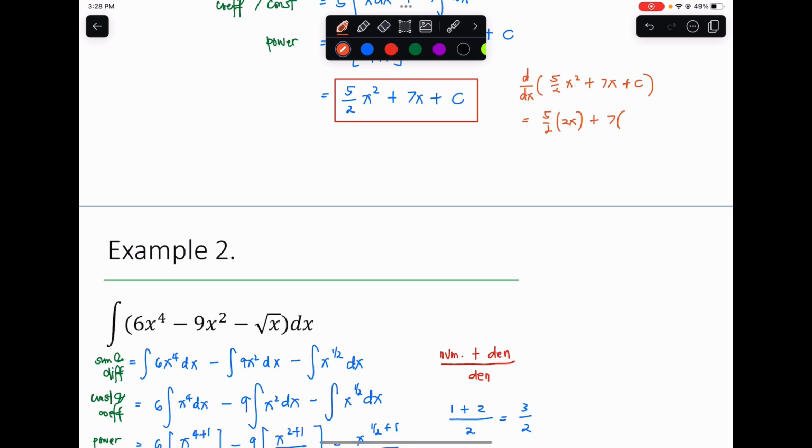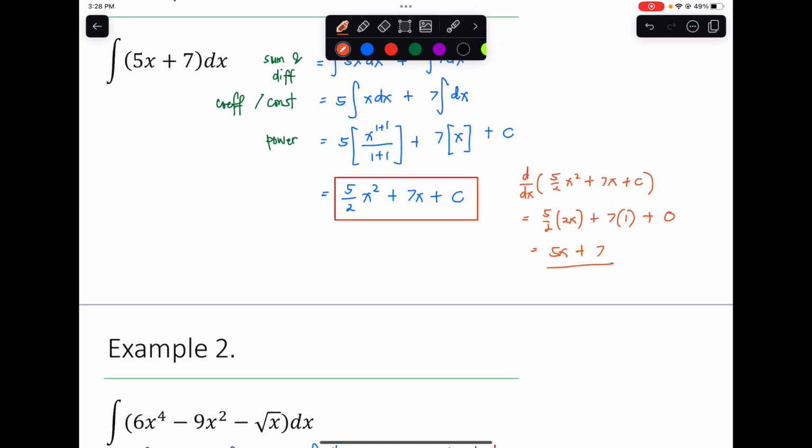Then plus 7, derivative of x is 1, then plus constant is 0. So the 2 and 2 would be cancelled. This would be 5x plus 7 times 1 is 7, then plus 0. So we have 5x plus 1, which is the same as our original integrand. So that is how to check whether our answer is correct or not.